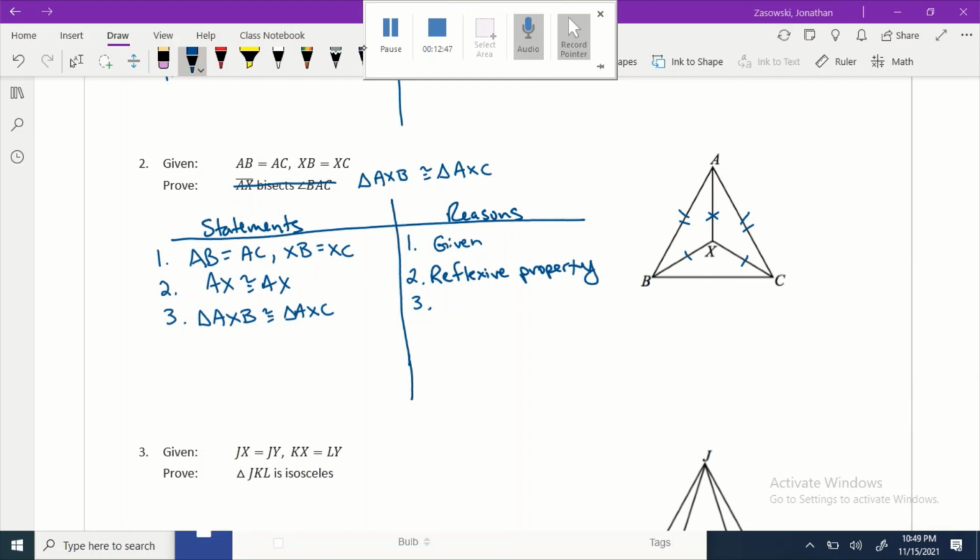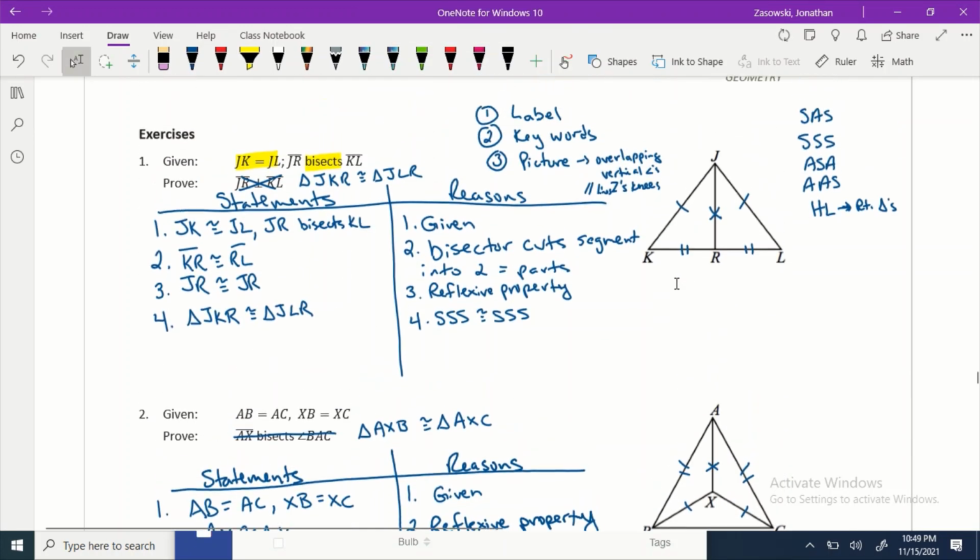All right, so hopefully you got the AX congruent to AX in the middle here with the reflexive property, and then we can say the triangles are congruent. And remember, if we look at our picture, we have the 3 sides congruent again. So side, side, side, congruent to side, side, side.